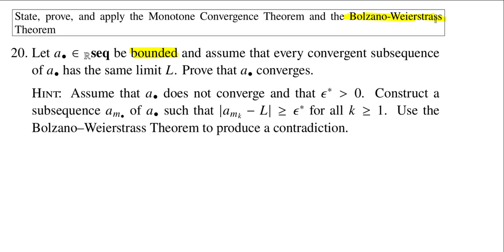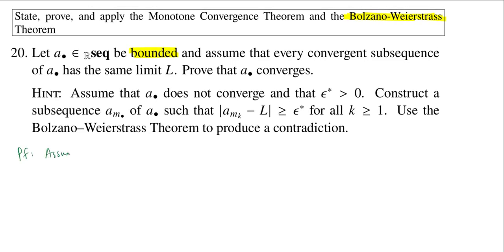So this would mean if you had some bounded sequence and it doesn't converge, then it must have two convergent subsequences that have different limits. Yeah, so that's kind of interesting. All right, so there's a hint about what we should do here, which is first assume that A doesn't converge. Okay, let's give that a try.